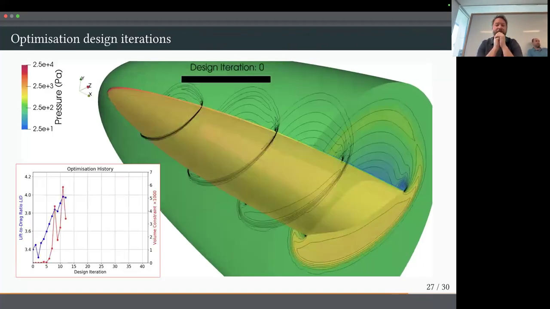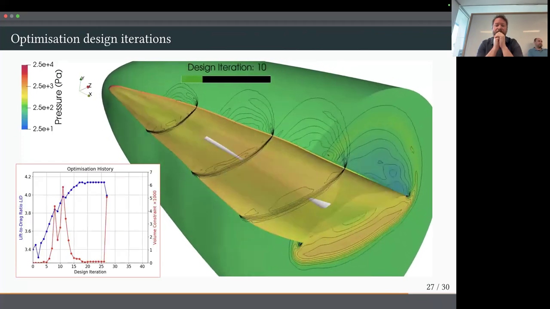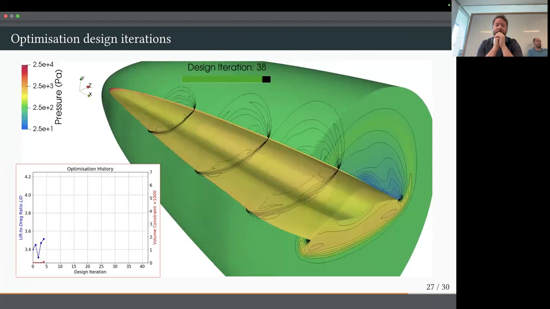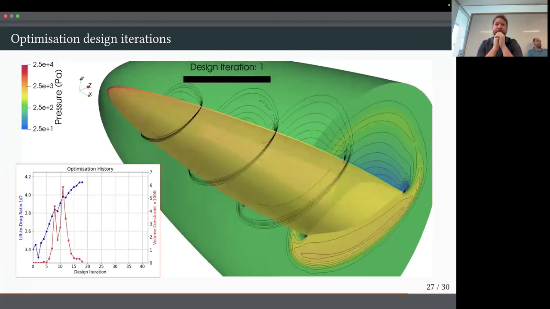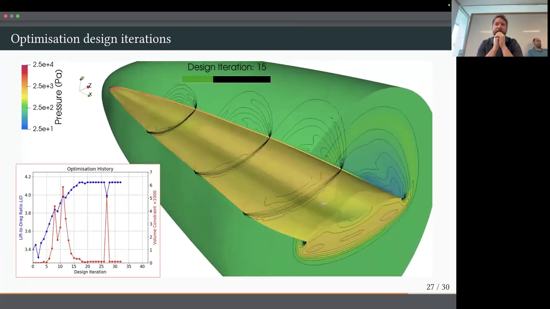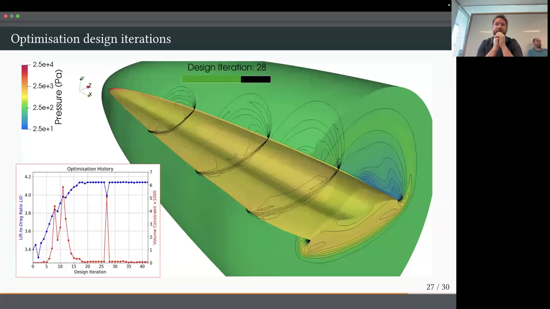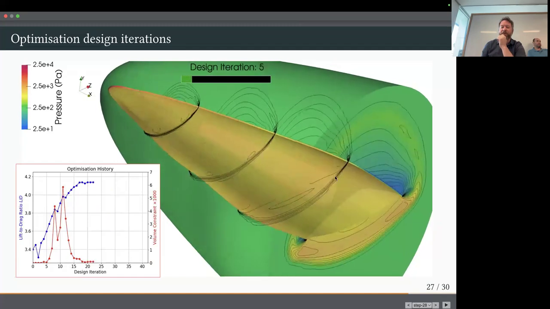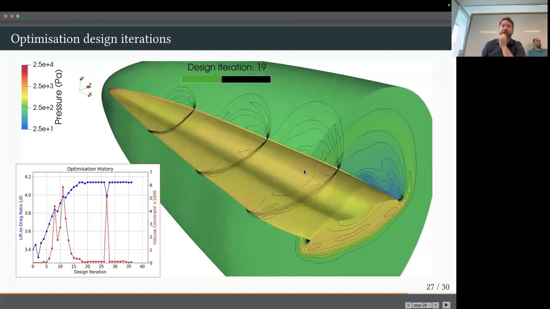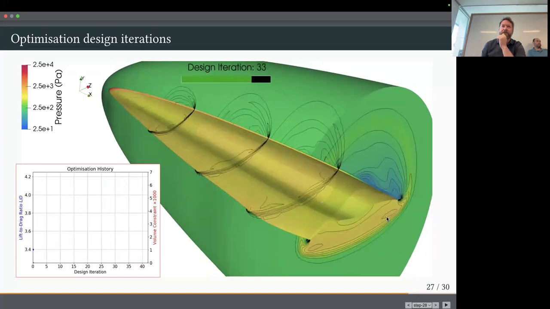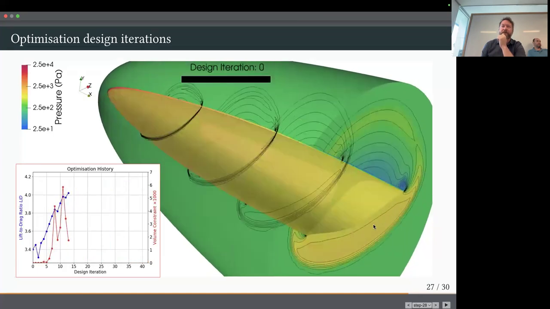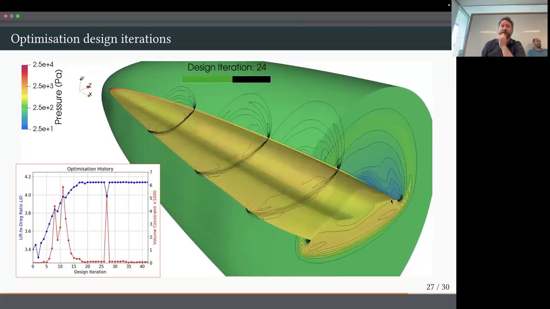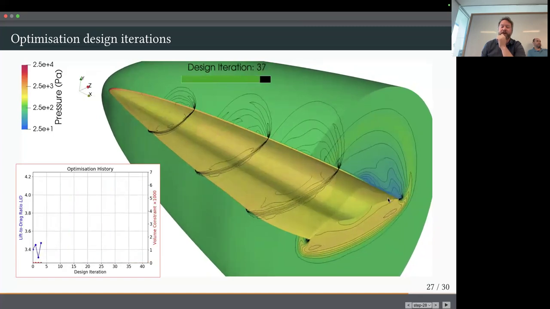So here's the result. Here is our shape going through its design iterations. I'll talk about the shape first. You see, it starts with this body that came from an old DARPA project. And the optimizer is moving, for people who are familiar with the world of hypersonics, towards something that looks like a wave rider. And what it's attempting to do is separate the aerodynamics on the bottom surface from the top. And this is its attempt to maximize the lift to drag ratio.